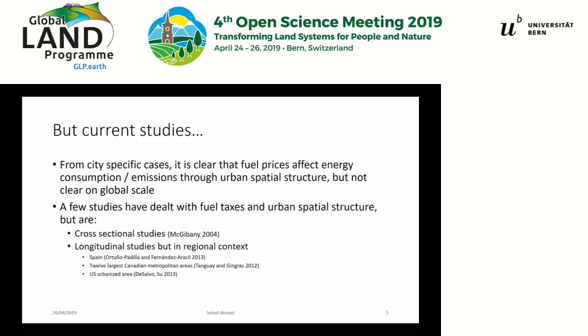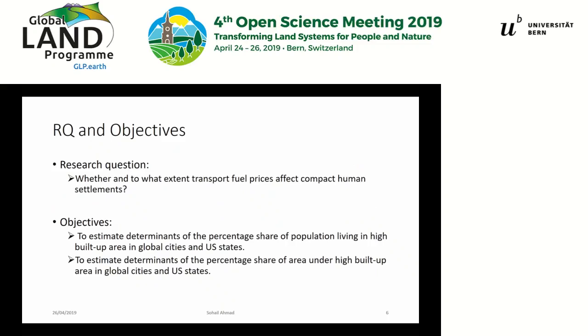But the current studies are either city specific, where they measure urban spatial structure but not on a global scale. And the few studies which deal with that mostly use cross-sectional designs. Some use longitudinal studies, as well as regional contexts, for example in Spain, Canadian metropolitan cities, as well as some US urbanized areas. So overall, our research question is whether and to what extent transport fuel prices affect compact urban forms.